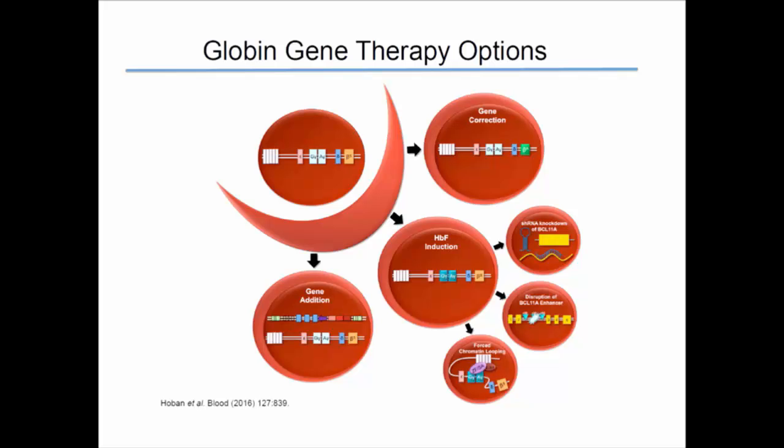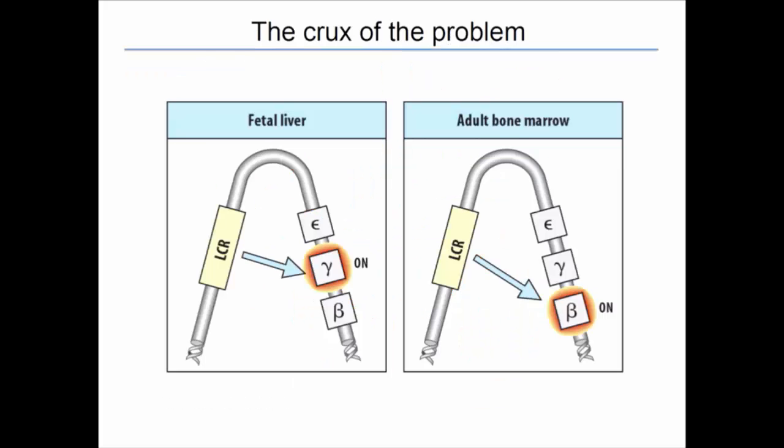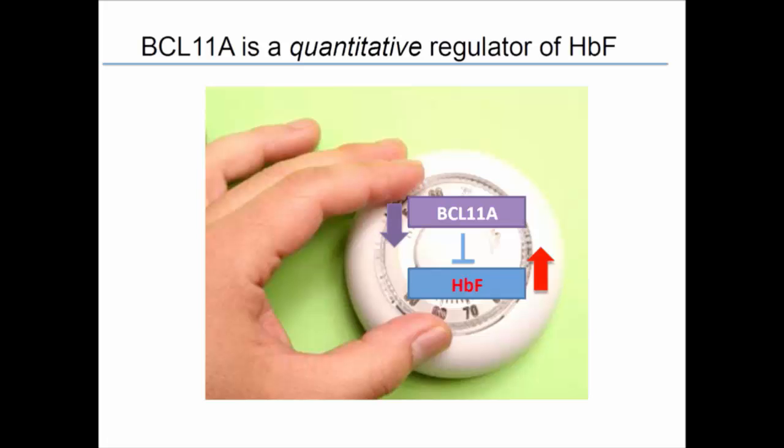So it just gives you an idea that there are various approaches to the same general outcome. And really, the goal is this simple. It's really to allow the regulatory element of the globin cluster called the LCR to activate the gamma gene as it does in fetal life and really reverse the adult gene expression and turn it back to here. That's the essential goal of all the efforts.